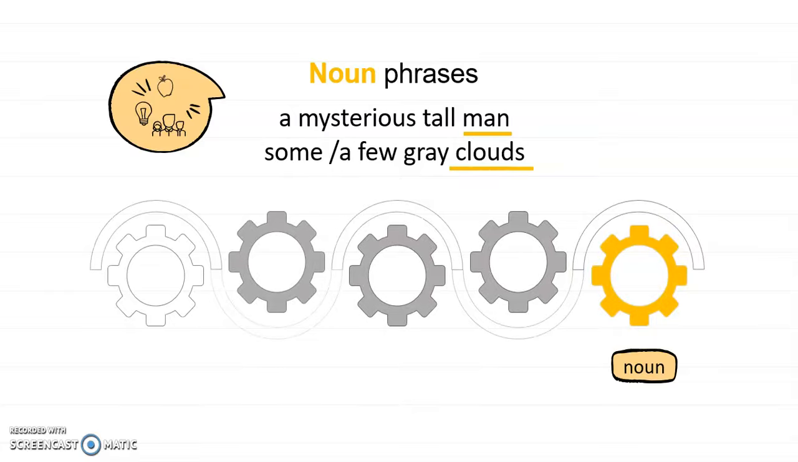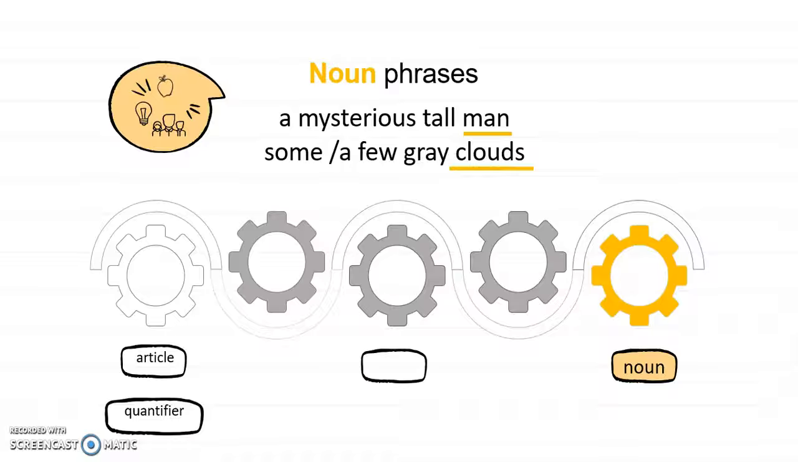What are the other elements? Articles and quantifiers at the beginning. A, some, a few are examples of this. Adjectives in the middle. Mysterious, tall, gray. They are not really necessary. You can only say a man. But it's possible to find adjectives in noun phrases.